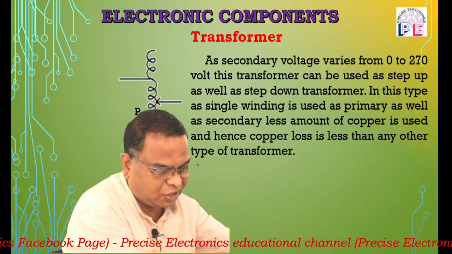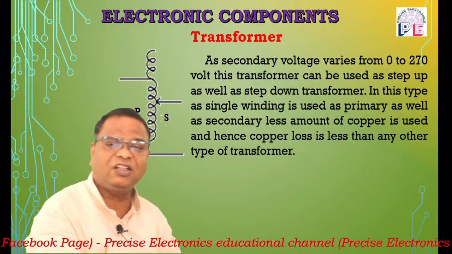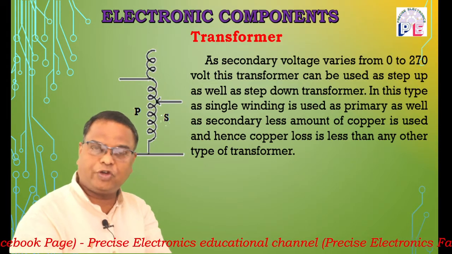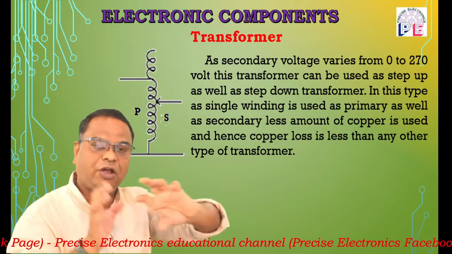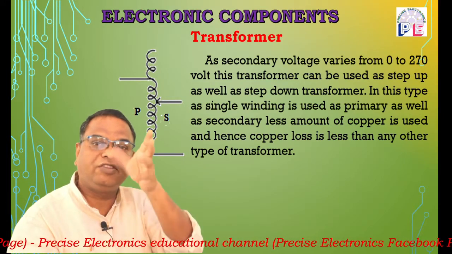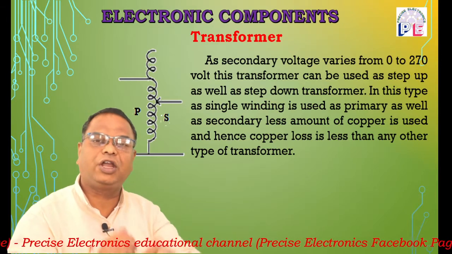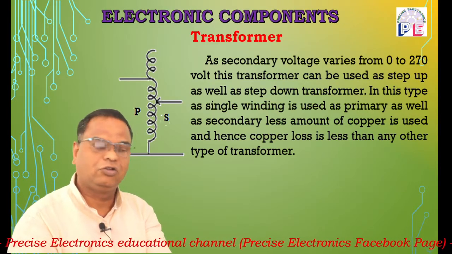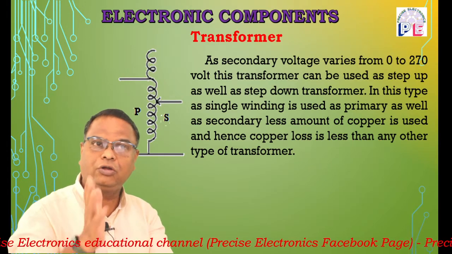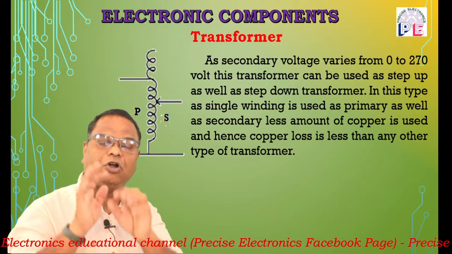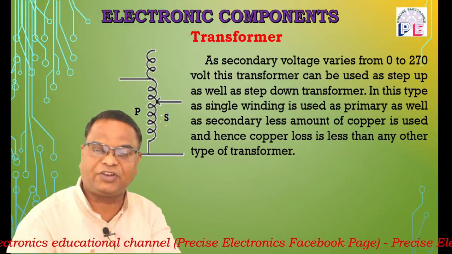These dimmerstats are mostly used in theaters and auditoriums. They are also used in functions where we have to change the intensity of light; by using a dimmerstat, we are able to change the intensity of light. So dimmerstats are used in theaters and auditorium rooms. So that is the auto transformer, the dimmerstat.